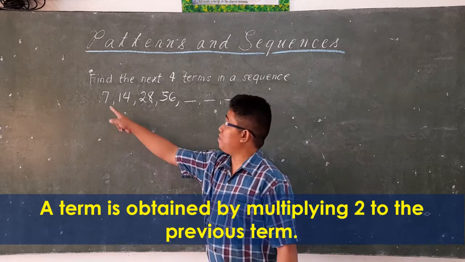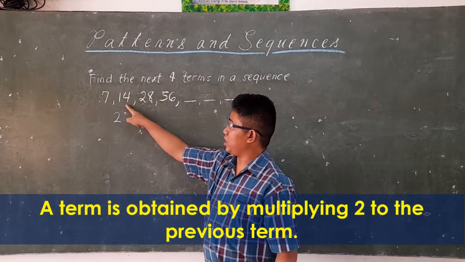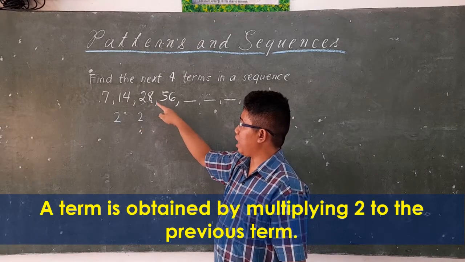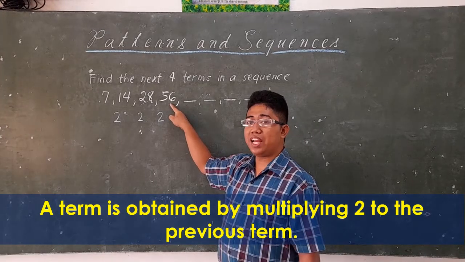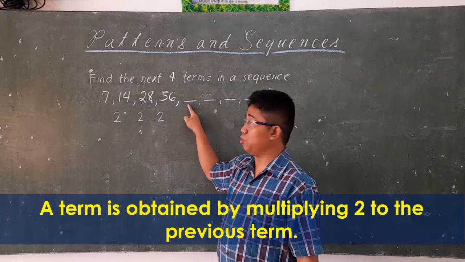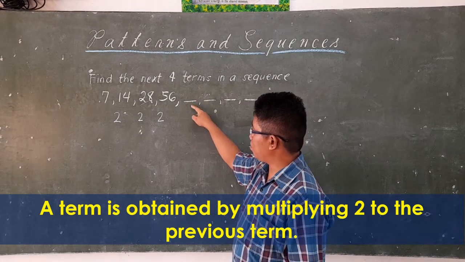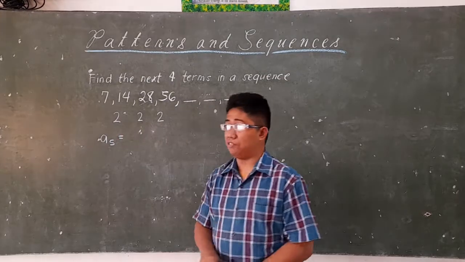We notice that 7 times 2 is equal to 14. 14 times 2 is equal to 28. 28 times 2 is equal to 56. So, to find the next term, to represent the blank, the next term would be a sub 5. So a sub 5 would be the 5th term.